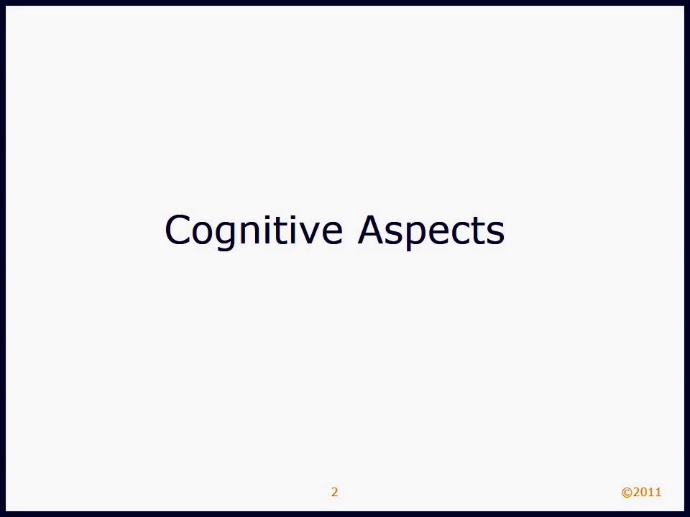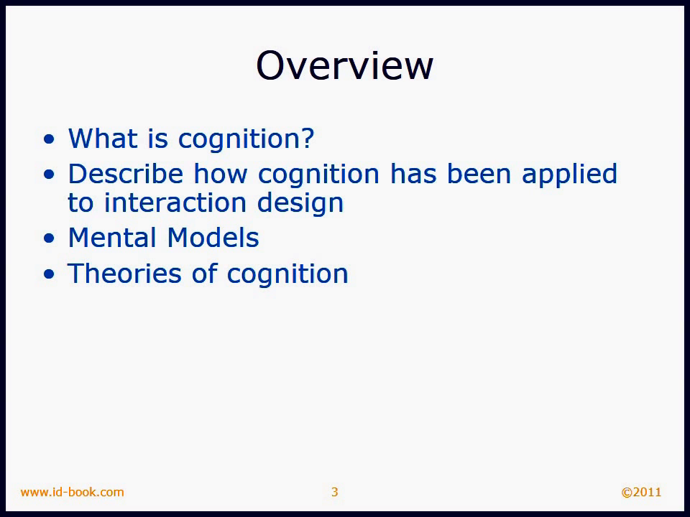So let's talk about the cognitive aspect to begin with. In this section we are going to learn about what cognition is, and we'll also be able to describe how cognition has been applied to interaction design, and then we'll also talk a little bit about mental models and the theories of cognition.